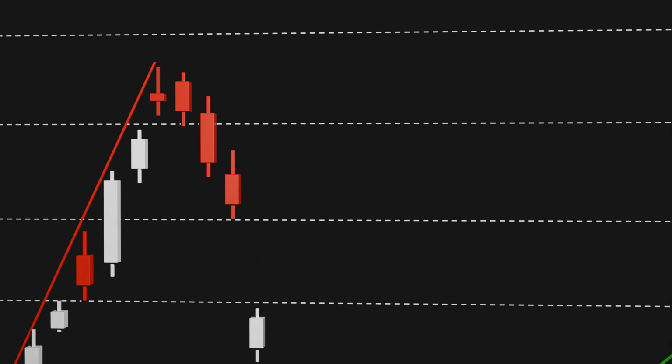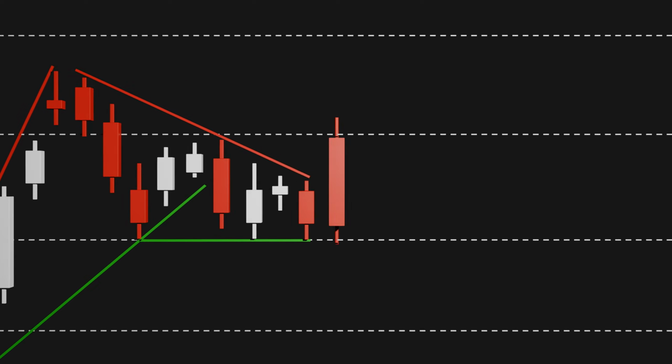500 and NASDAQ closing at all-time highs. The Dow up, gold up, real estate.